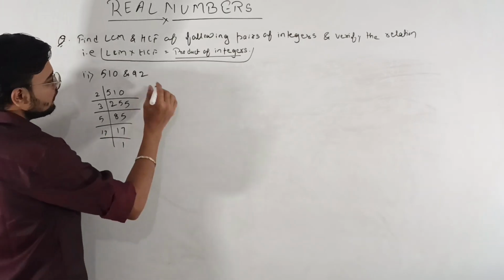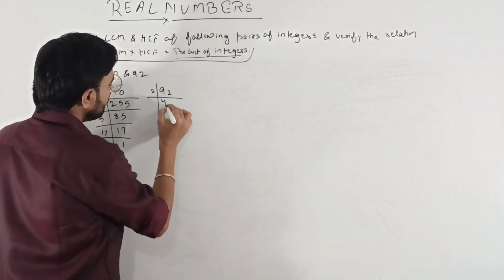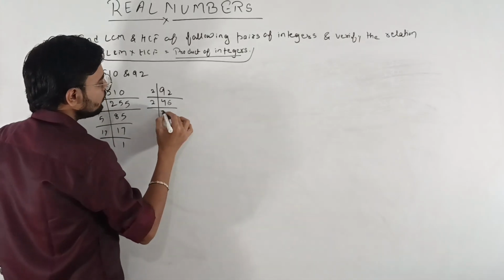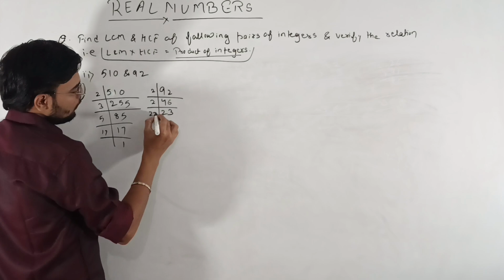This is 1. Now 92. Again by 2. 2 times 4 is 8. 1 or 2. 2 times 6 is 12. Again by 2. 2 times 2 is 4. 2 times 3 is 6. Then 23.